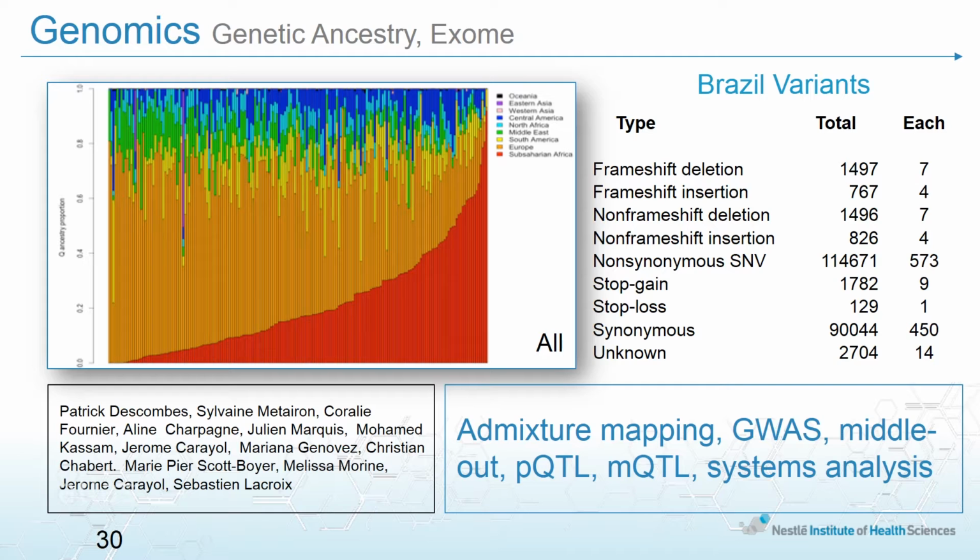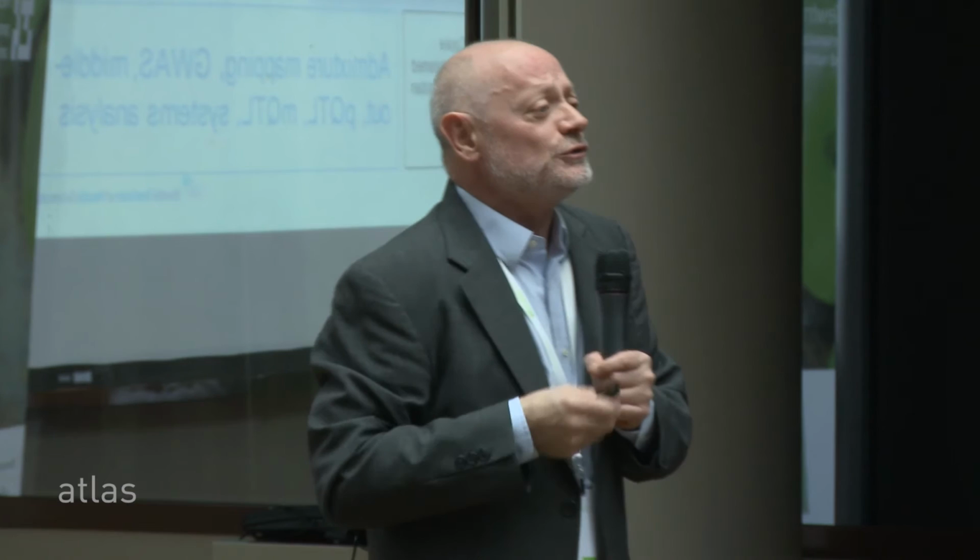We also have exome sequences on each kid. Each kid should have frame shift deletions and non-synonymous variants. They have nine stop gain and one stop loss. Huge genetic variability when you look at the exome data. And what we're trying to do is link the exome data to the response to the nutrition.